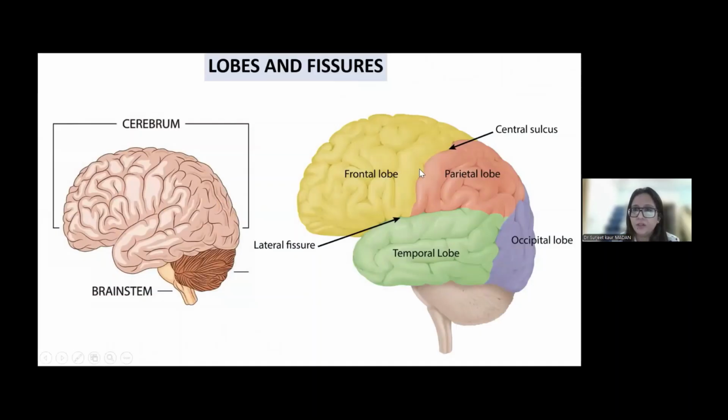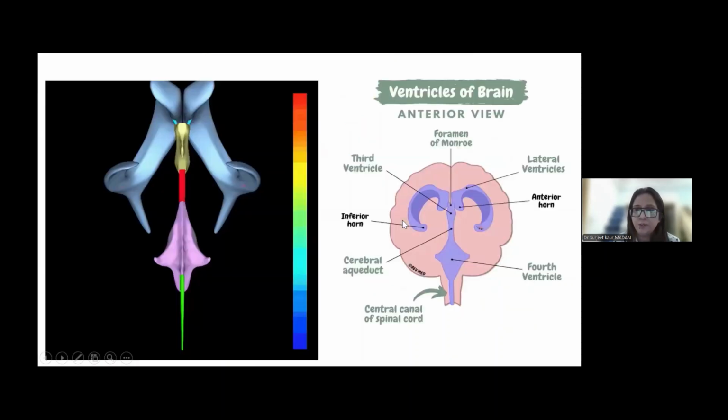So this is the frontal lobe, the parietal lobe, the temporal lobe, and the occipital lobe. This is the cerebellum, and we have the brainstem over here. And this is the lateral fissure, which is also called the Sylvian fissure. So that was a coronal section, and when we take a section, this is what we are seeing.